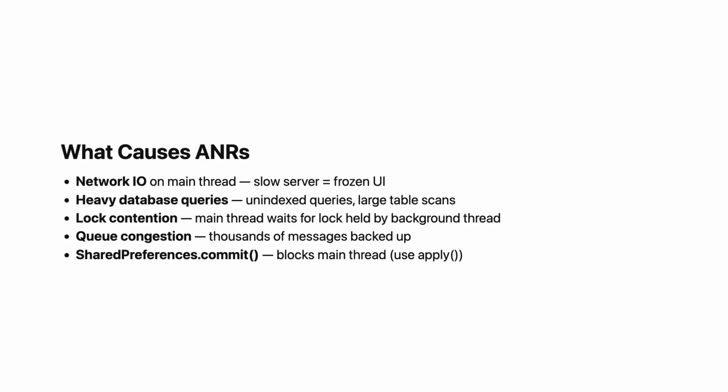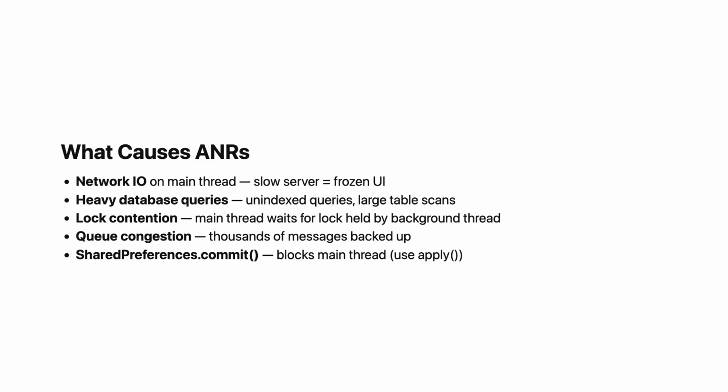Number 3. Lock contention. Your main thread tries to acquire a synchronized lock, but a background thread is holding it while doing heavy work. The main thread blocks waiting for the lock. This one is insidious because the actual heavy work is on the background thread. It just happens to hold the lock the main thread needs. Number 4. Too many messages in the queue. Even if each individual message is fast, if there are thousands of messages backed up, the cumulative processing time might push past the threshold. Number 5. SharedPreferences commit on the main thread. The apply method is asynchronous but commit blocks.